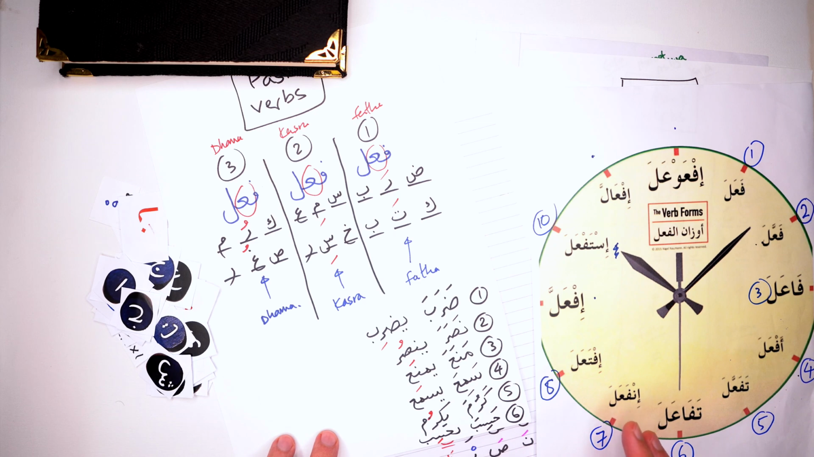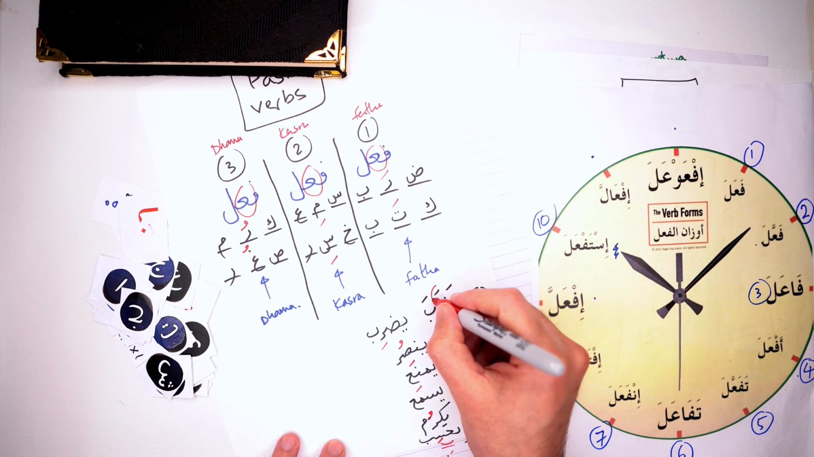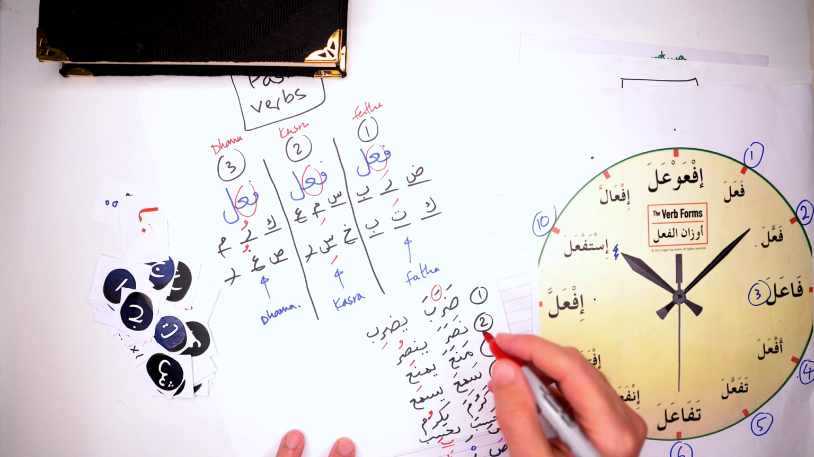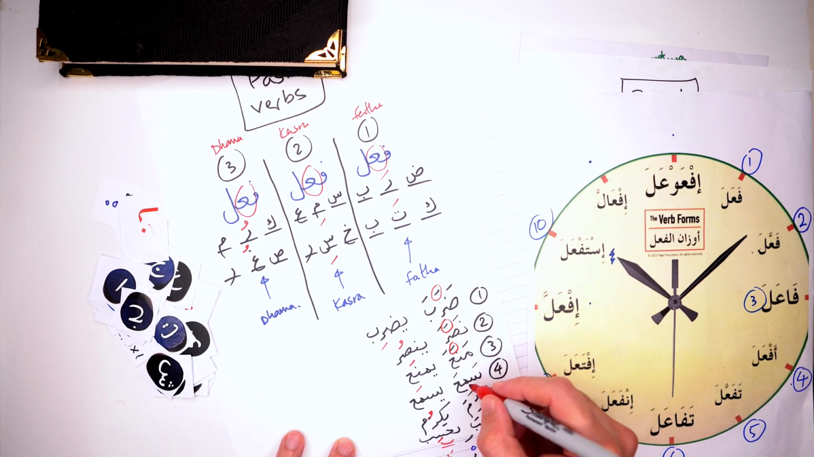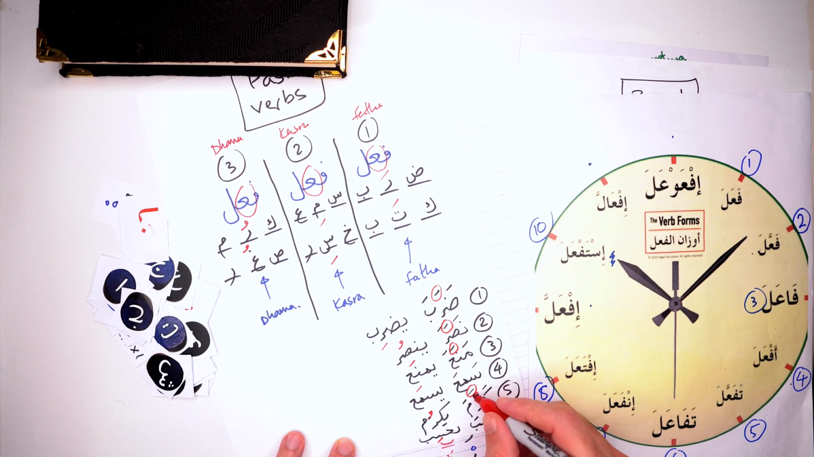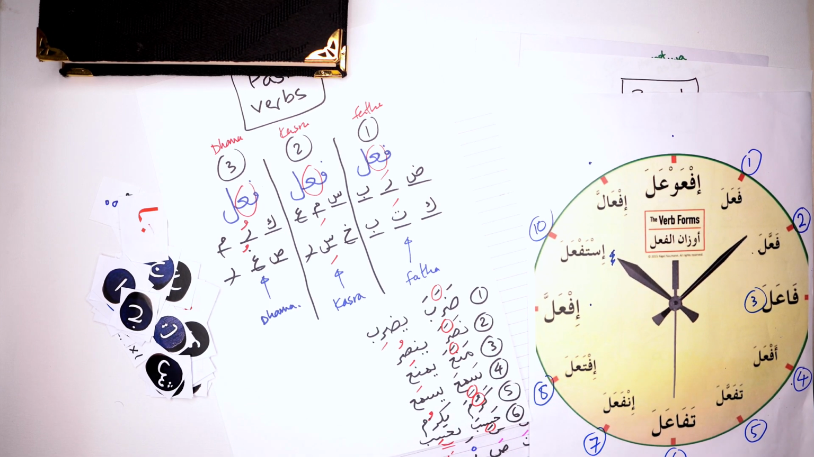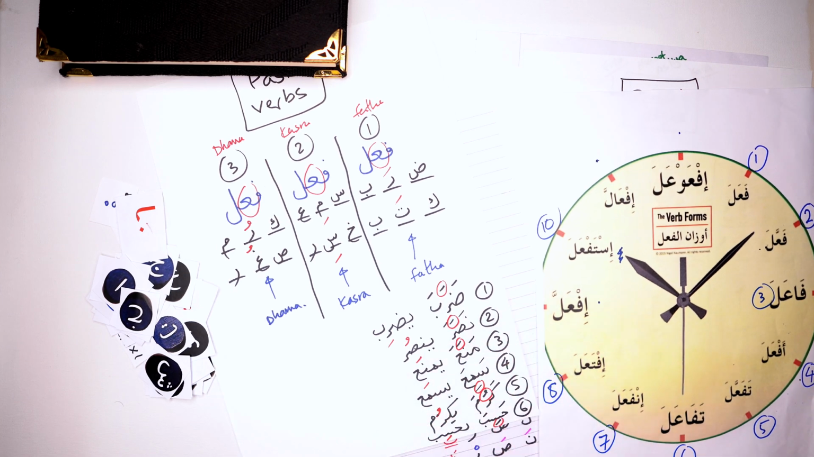So you've got daraba yadribu, nasara yansuru, mana'a yamna'u, sami'a yasma'u, karuma yakrumu. Now if you notice, fatha over here, fatha over here, fatha over here, kasra over here, dhamma over here. So these are the patterns that you need to remember. There is the daraba yadribu pattern, nasara yansuru pattern, mana'a yamna'u pattern, sami'a yasma'u pattern, karuma yakrumu pattern, and hasiba yahsibu pattern. There's also yahsabu, but yahsibu. So these are the six combinations. You're not going to get any other combination in this particular pattern.